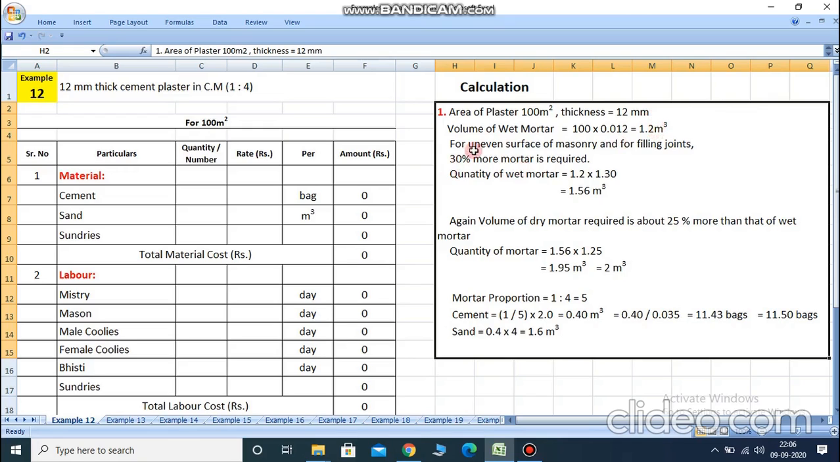And for the uneven surface of the masonry and for filling the joints, 30% more mortar is required. So the quantity of wet mortar is 1.2 meter cube for 100 meter square. For 30% extra we add, so 1.30 multiplied by 1.2. So we got the answer 1.56 as the quantity of the wet mortar.